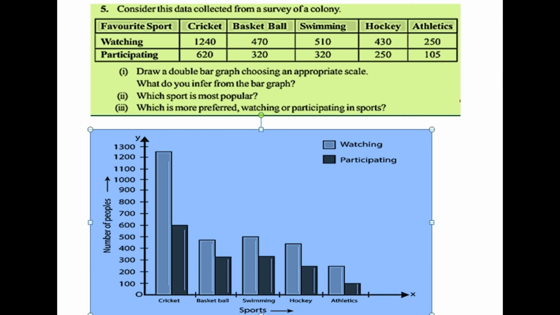Second one, which sport is the most popular? On seeing this graph itself, you can easily tell the most popular sport is cricket. Clear? Because most of the people are watching and participating. So that is the most popular game. Then which is more preferred, watching or participating in sports? So always watching is more. Clear? So easily you can draw the double bar graphs. So like this, same type of questions I will give as homework. You do the homework problems for better practice.